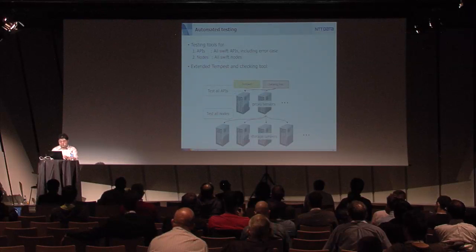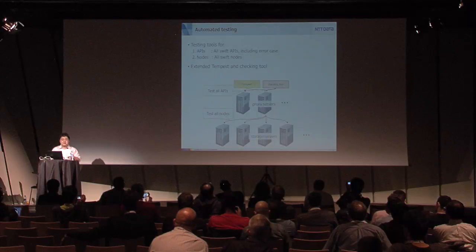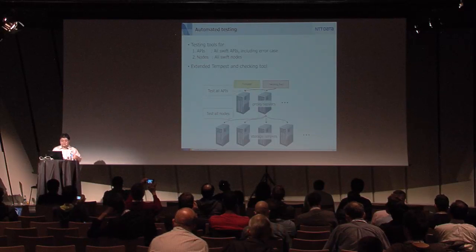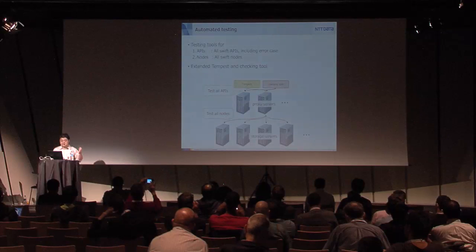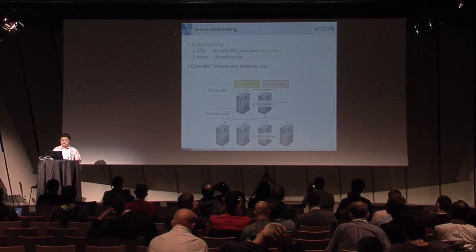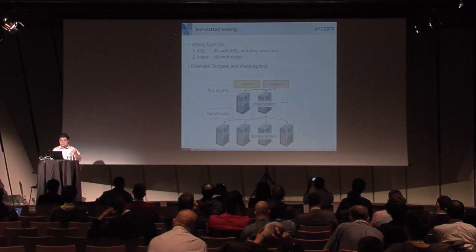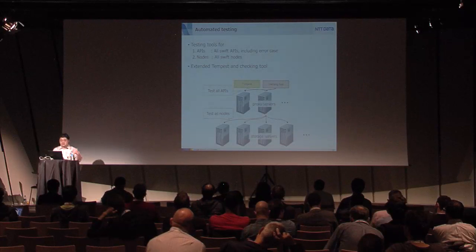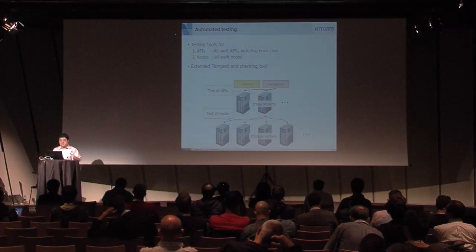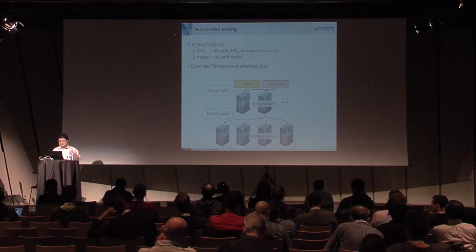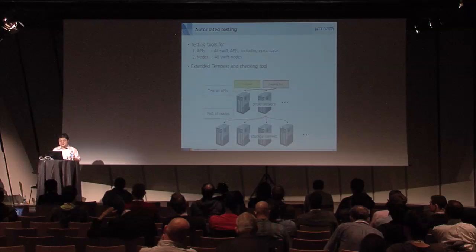Okay, so our solution is the automation of the testing. In this project, to solve this big quality and delivery problem, we also constructed automated testing tools in addition to the automated building tool. Within this testing tool, we can test the response from the Swift cluster and all responses from Swift nodes, including not only normal responses, but also error responses, something like client errors or server errors.